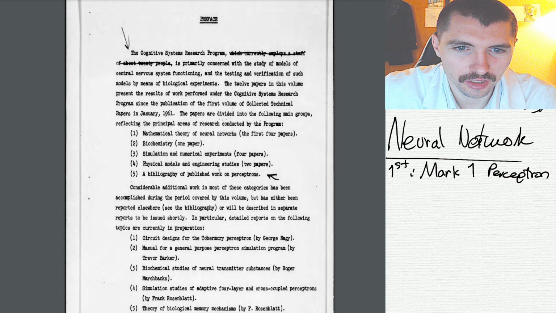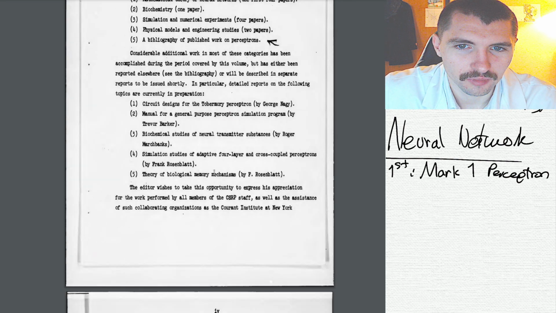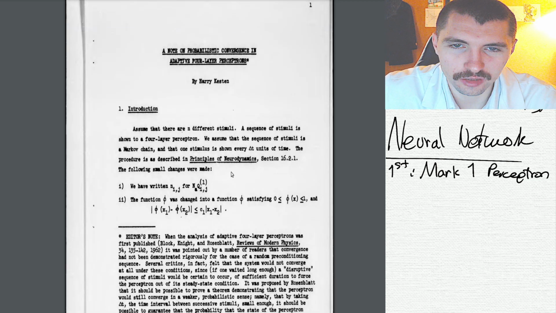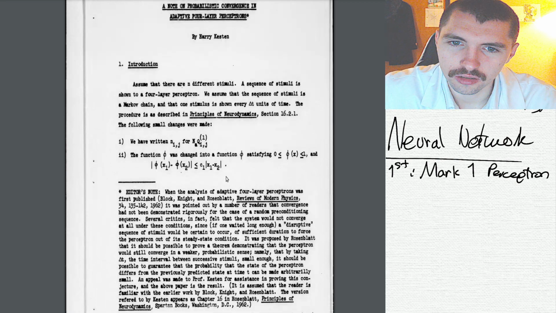Okay, neural net. It's talking about neural networks. I don't think this is the paper that he's referencing, but it's kind of interesting. It says unclassified. That's pretty cool. And here we have some alien language from outer space. Looks like this is a function: phi x1 minus phi x2, absolute value of that is less than or equal to c1 times the absolute value of x1 minus x2.